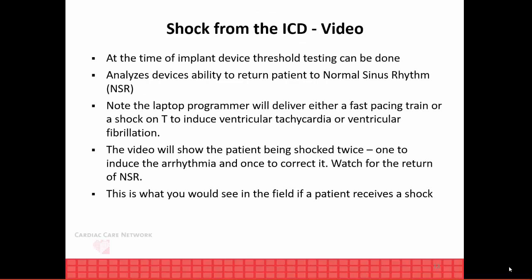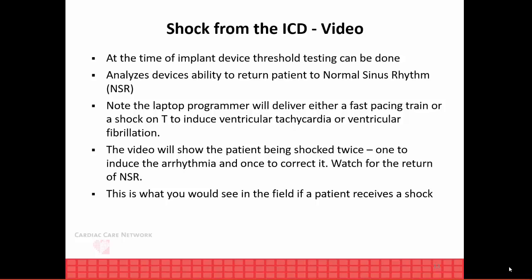So I want to set up a video that I'm going to show you, and the purpose is if you see a patient in the field getting a shock, this is what you'll see. This video is a patient having an implant, so we're actually in the operating room, and what they can do at times is test the device to see how the device would react and if we can get the patient successfully out of the arrhythmia.